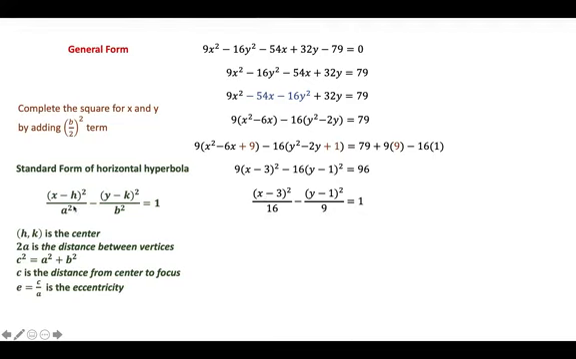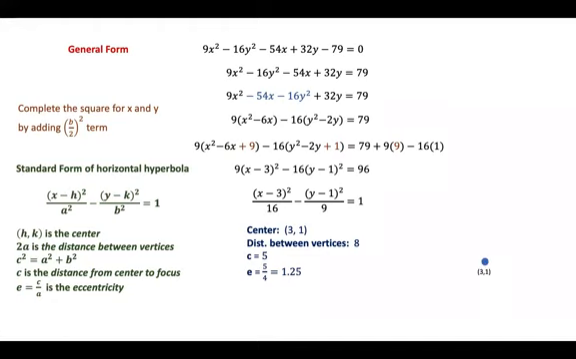Now we have this as the standard form of the horizontal hyperbola. So let's pick out the attributes about it. We'll have the center as 3, 1, the distance between the vertices as 8, the c will equal 5. So remember that's the distance from the center to the focus. And the eccentricity will be 5 over 4, which is 1.25. So it's greater than 1, which is what we wanted.